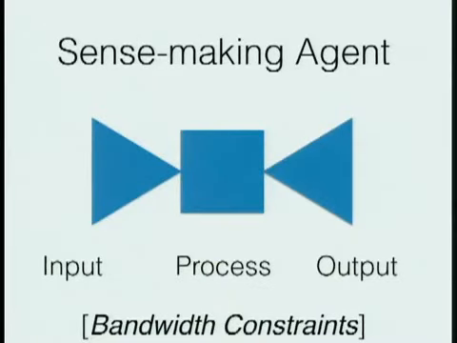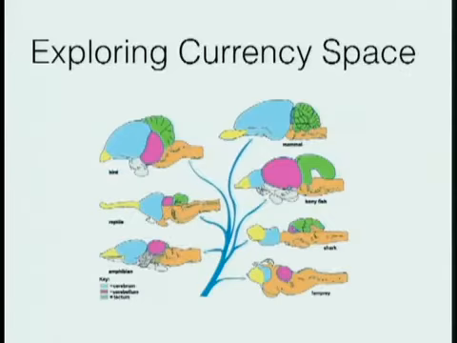Now, going back to our model of the sense-making agent, this notion of bandwidth constraints turns out to be very important, right? Because if you modulate the different kinds of bandwidth constraints, you modulate the different kinds of currencies that an agent can have access to and use meaningfully in the environment. And it can explore currency space in very different ways, right? So one example is the evolution of the brain, which expands both the portfolio of currencies, the kinds of currencies that are available in the processing element, and also the complexity of currencies that can be dealt with.